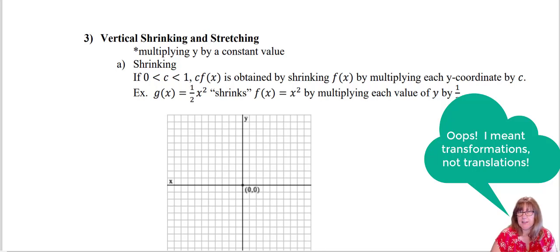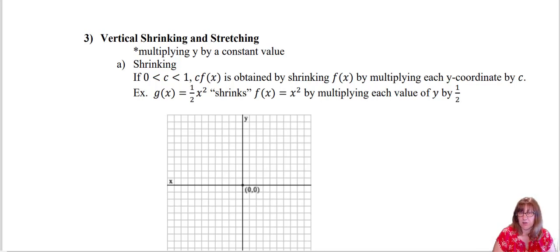We have two more translations to look at, or types of translations. One is vertical shrinking and stretching. The other one is horizontal shrinking and stretching. And then we're going to pull it all together and look at what happens if you have a bunch of things going on inside a function. What does it look like?